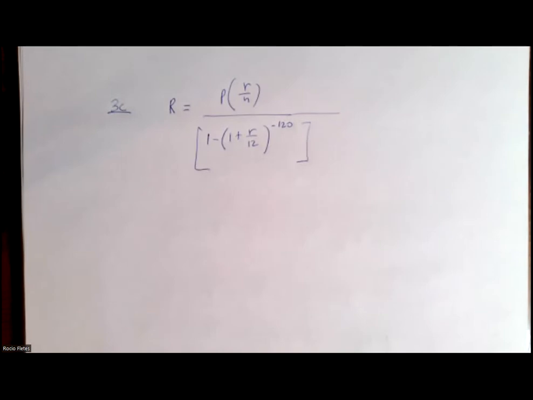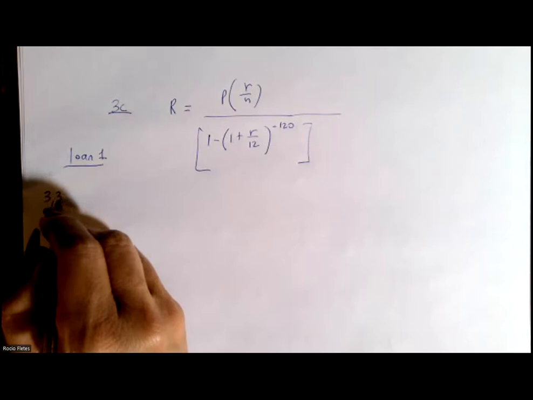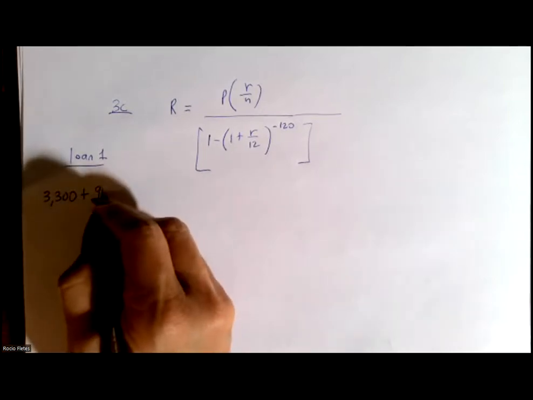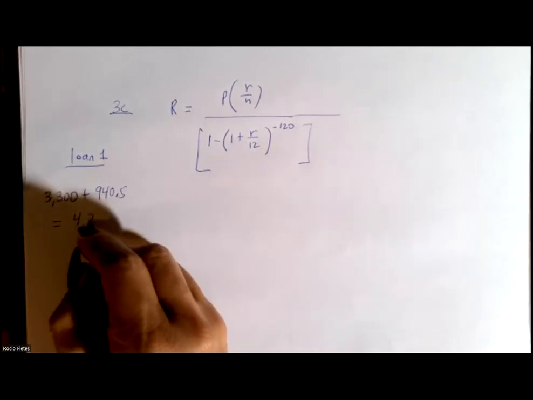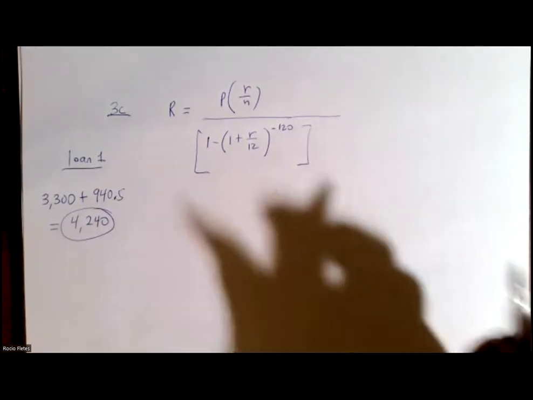Now, remember, in the principal, be careful for loan 1. It had an original principal of 3,300, but you need to add the interest that accumulated. Remember, we figured that out. It was 940.5 for the first loan. So the new principal is going to be 4,240 for loan 1. Be careful not to use the wrong principal.